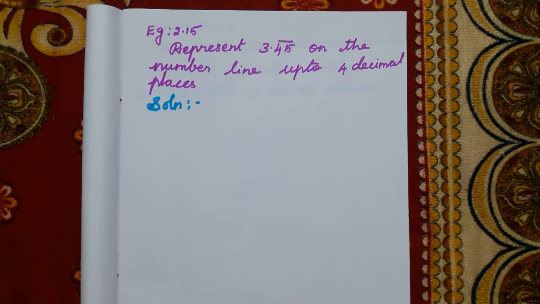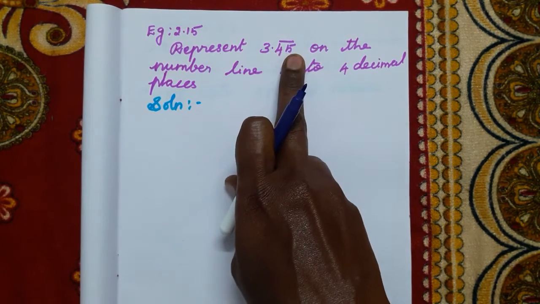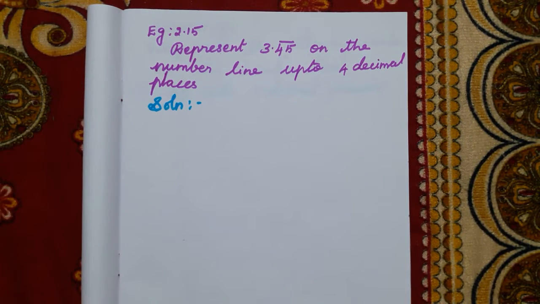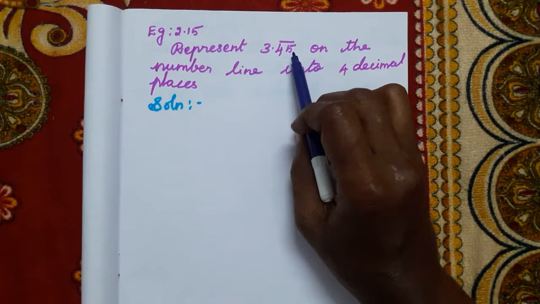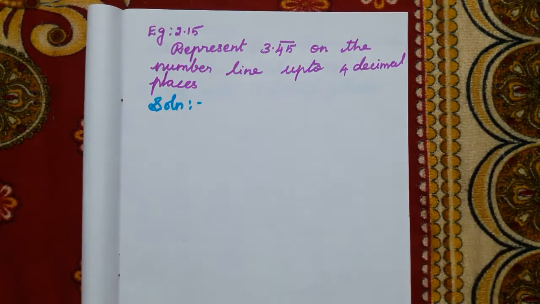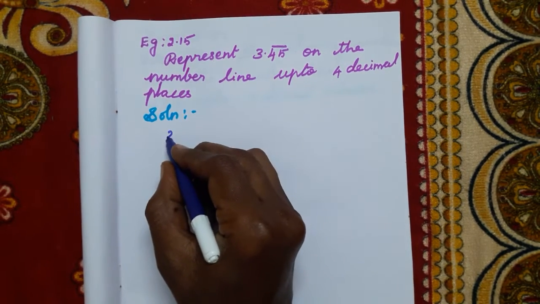Now I am going to teach example 2.15. The same model, one problem we have already completed. Next problem, example 2.15. Represent 3.45 bar on the number line up to 4 decimal places. First, 3.45 bar.